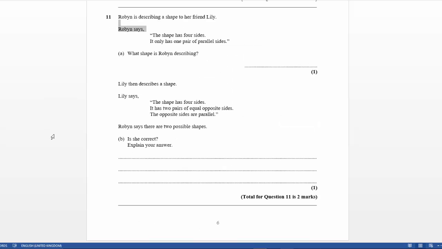Right, it says here, okay, so we've got here, Robin is describing a shape to her friend Lily. Robin says, the shape has four sides. It only has one pair of parallel sides. What shape is Robin describing? I'll just sketch it out for you here. Yeah, one pair of parallel sides. It's a trapezium.